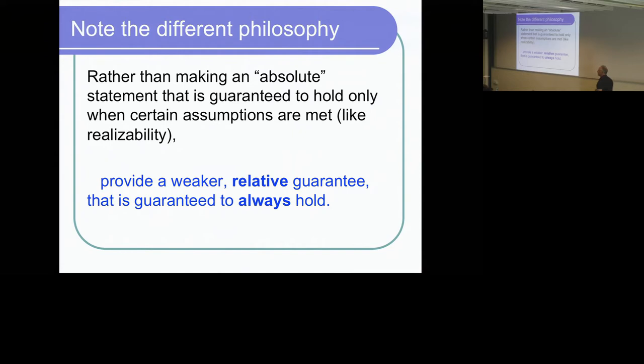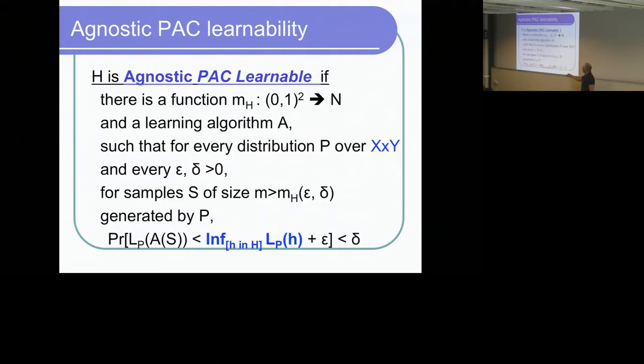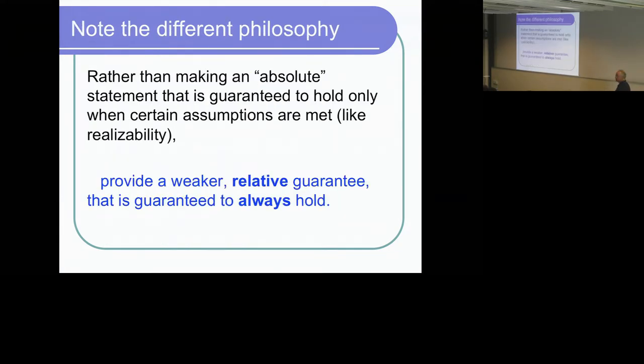So what we did here is we replaced the guarantee that was based on a strong assumption with a guarantee that always holds, but it's a relative guarantee. I'm only guaranteeing, this again should be the other direction, I'm only guaranteeing compared to the best in H. So now I'm using my class H not as an assumption, but as a benchmark. I'm going to behave better than anybody in H. And I get a guarantee that always holds. That's the agnostic part, and that's a much more realistic situation for learning because we cannot make assumptions about the world.